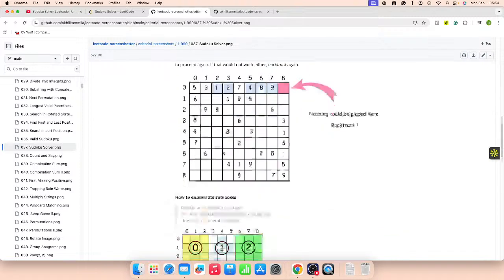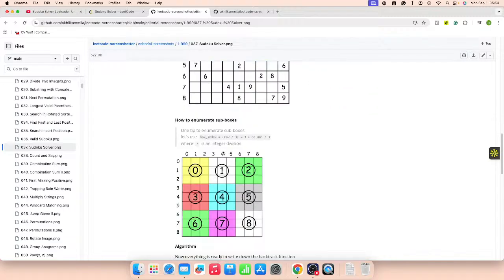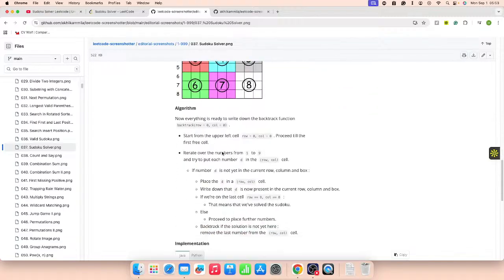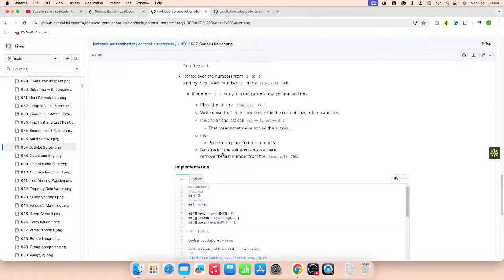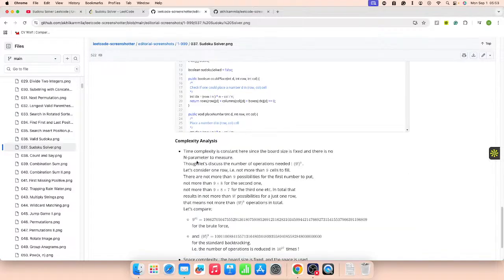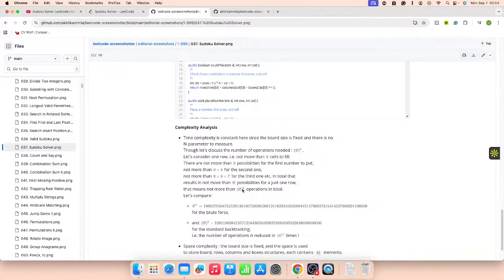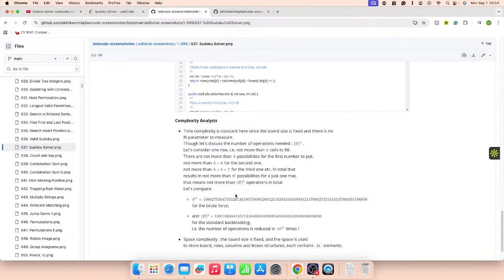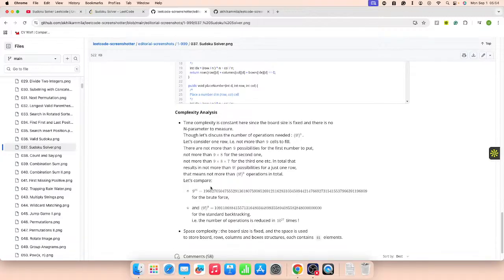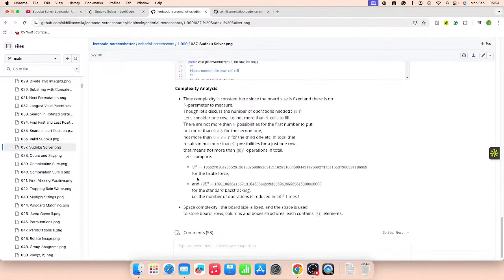I know this will help us to reduce, but how much? That's the thing, right? Complexity analysis is 9 factorial to the power 9. Oh, 9 to the power 81 is this number. Wow, they have calculated it. Wow, really cool, man. And this is very much less, right?